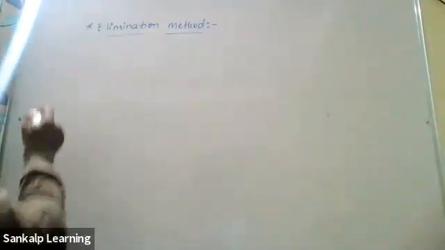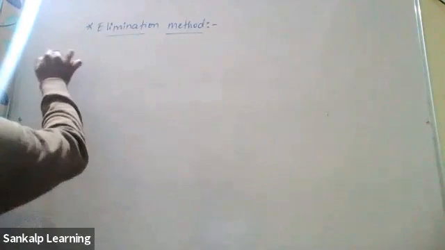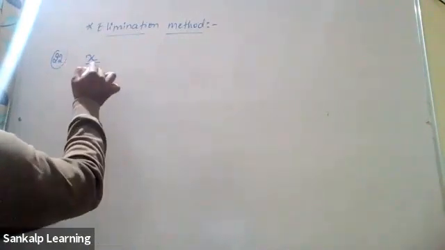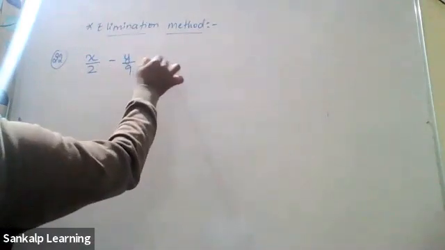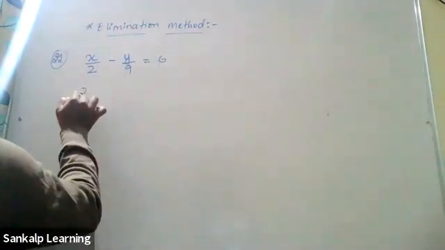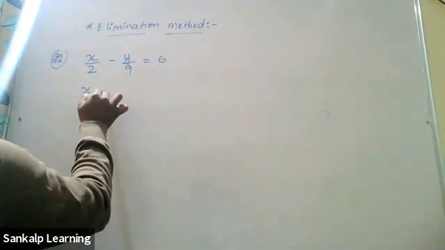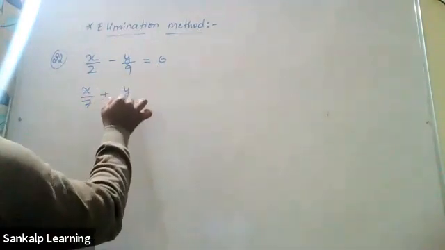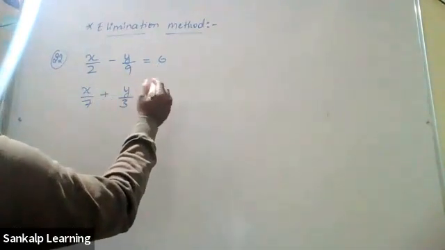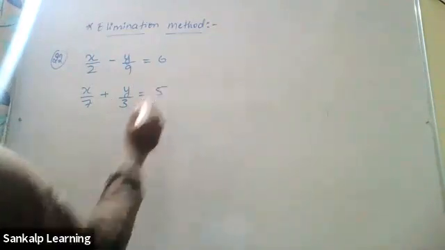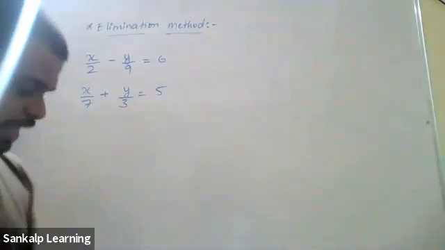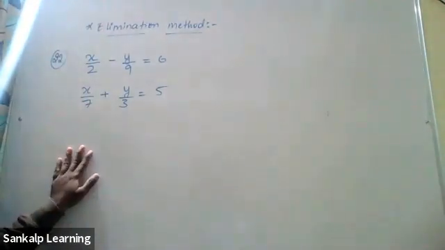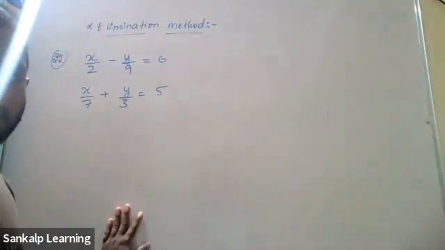Okay, the next one, 22nd. x by 2 minus y by 9 equal to 6. x by 7 plus y by 3 equal to 5. Okay. Can I solve directly now? Can we proceed directly? No, sir. No. Why? What's the reason?